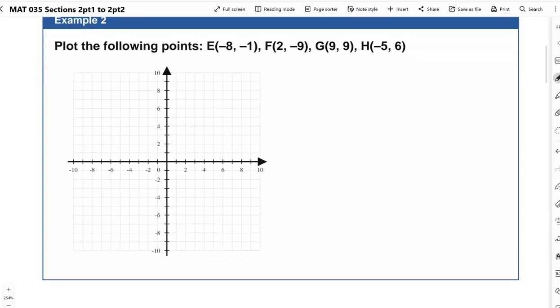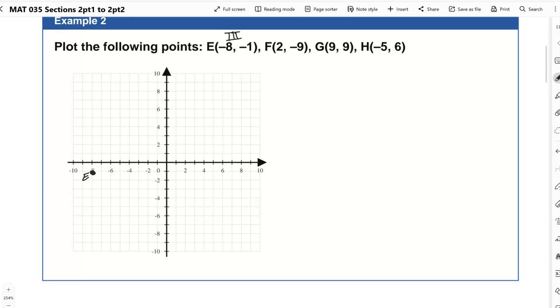So this is where you may want to pause the video, come back and check your answers again. So point E is -8, -1. So we're going to move left 8, down 1. And that is in quadrant 3. F is the point 2, -9. So we're going to move right 2, down 9. That's in quadrant 4.